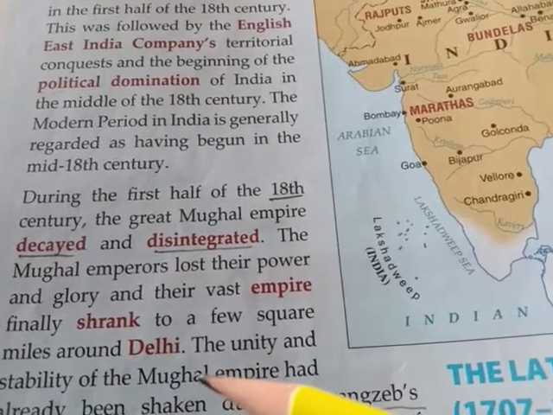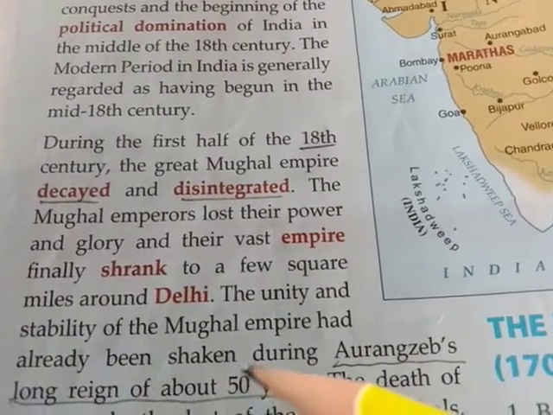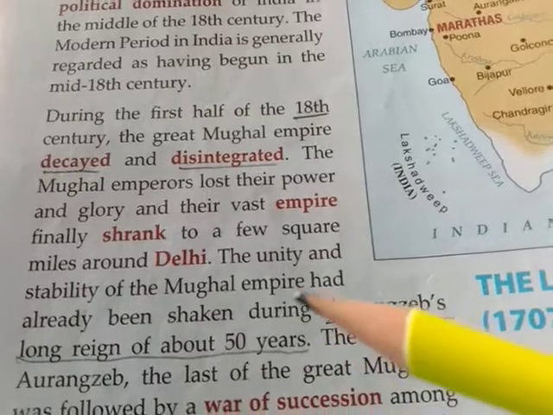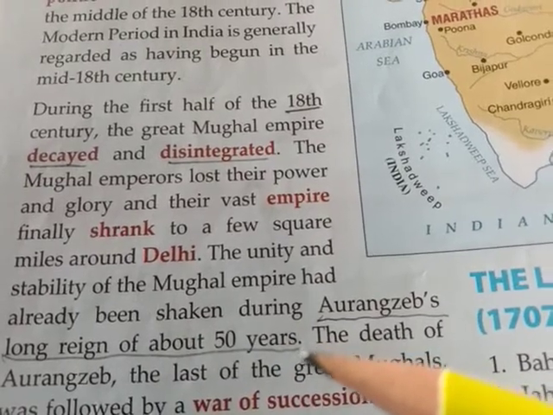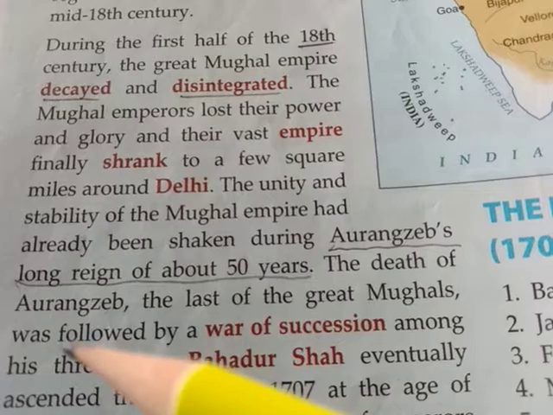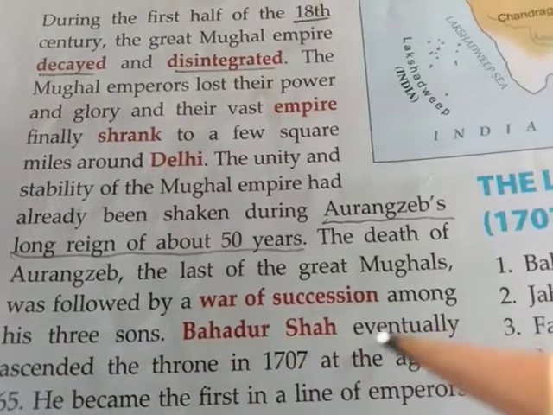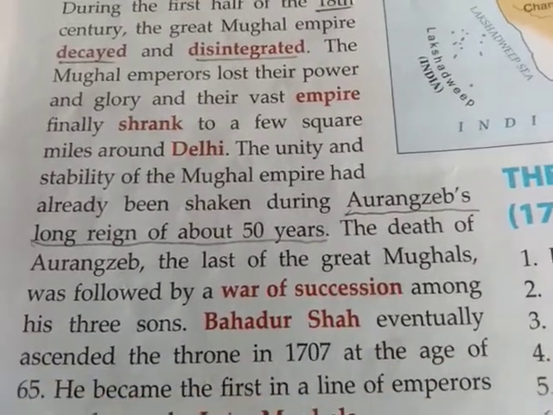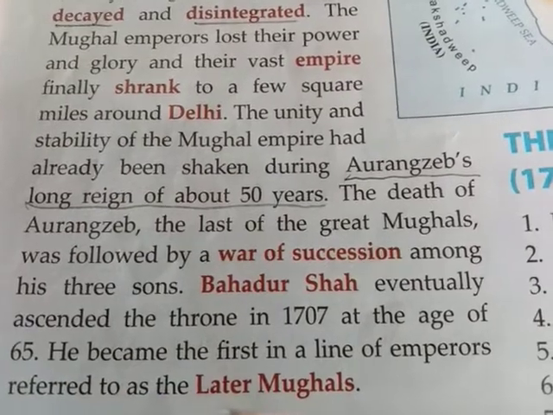and their vast empire finally shrank to a few square miles around Delhi. The unity and stability of the Mughal Empire had already been shaken during Aurangzeb's long reign of about 50 years. The death of Aurangzeb, the last of the great Mughals, was followed by a war of succession among his three sons. Bahadur Shah eventually ascended the throne in 1707 at the age of 65.